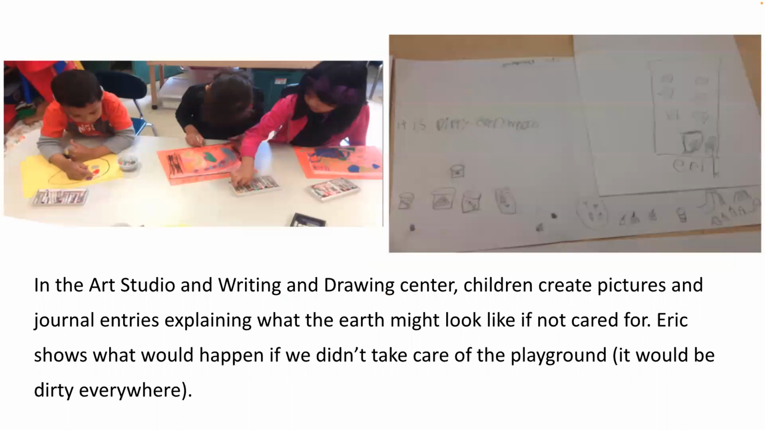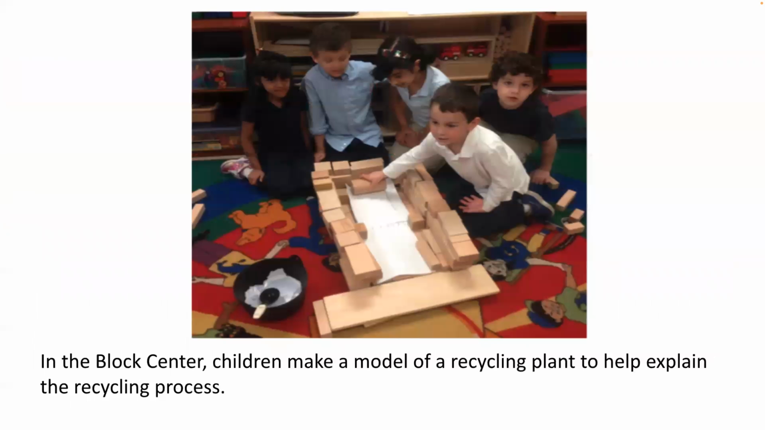Of course, they are drawing pictures to make posters and using pastels, which were introduced in an earlier unit. And then you could see to the right here that one of the children wrote and drew what would happen if there was no recycling. What would happen if there was trash everywhere? He wrote, "It is dirty everywhere." In blocks, children create, build, make a model of a recycling plant to help others understand the recycling process.